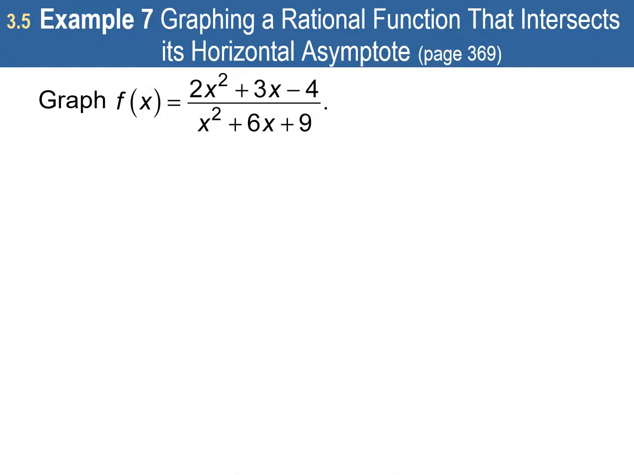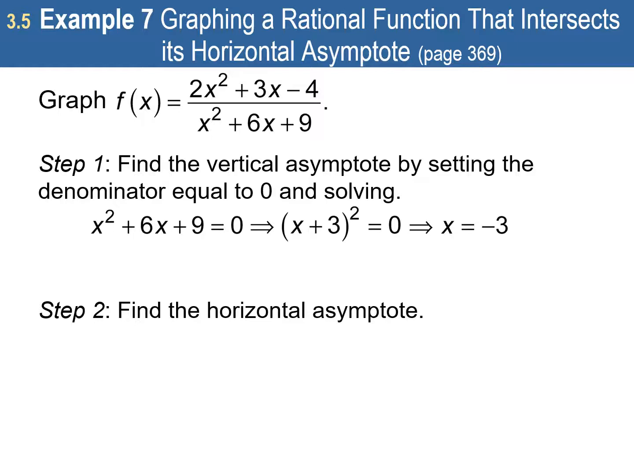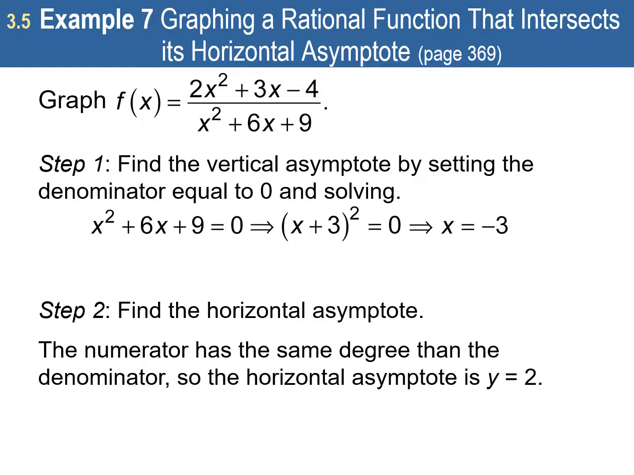Now this one's a little more complicated. We're going to need to factor both numerator and denominator. So this curve is x plus 3 squared equals 0. And that's 0 at x equals -3. So that's our vertical asymptote. To find our horizontal asymptote, we look at the coefficients of the leading terms since the powers are the same. So you have a horizontal asymptote of y equals.